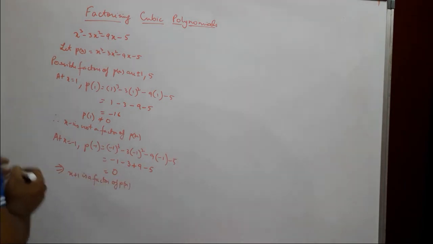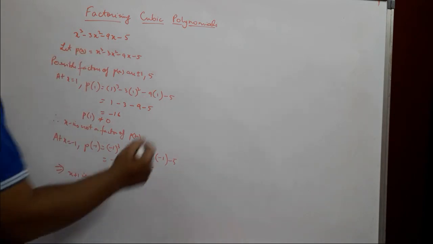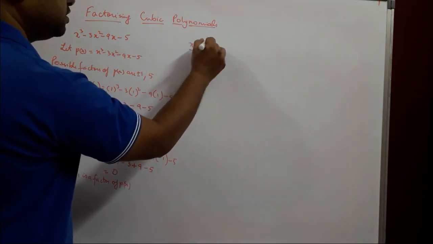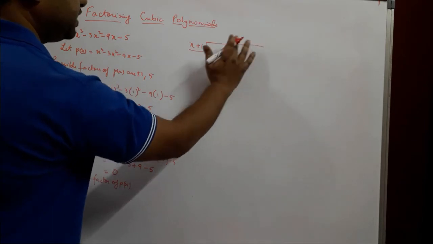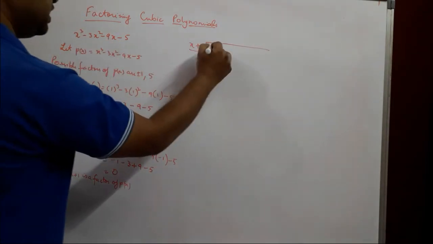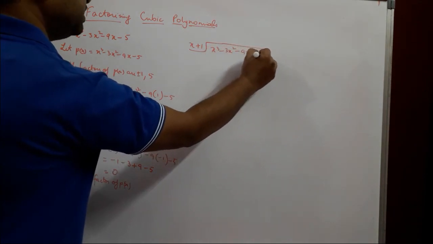Now that x plus 1 is a factor of p of x, what we can do is take this as g of x, and this is obviously our p of x. So we'll divide p of x by x plus 1. So what is p of x? x cube minus 3x square minus 9x minus 5.